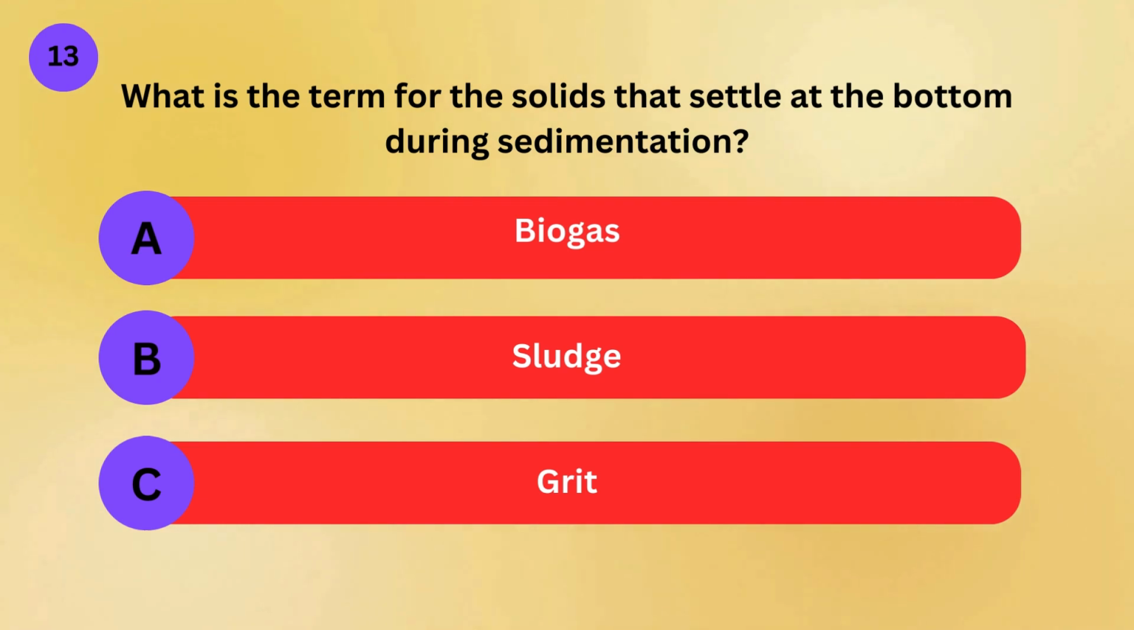What is the term for the solids that settle at the bottom during sedimentation? Biogas, sludge, grit.